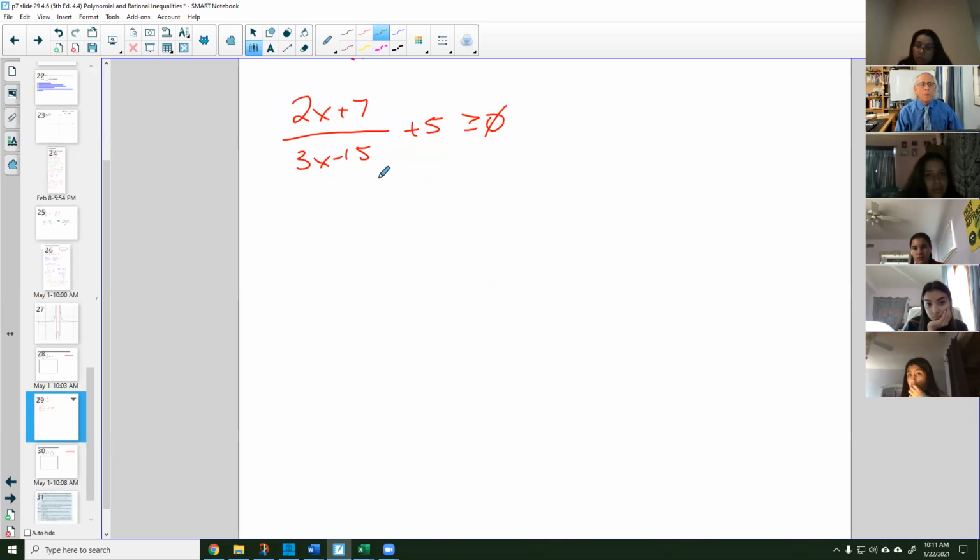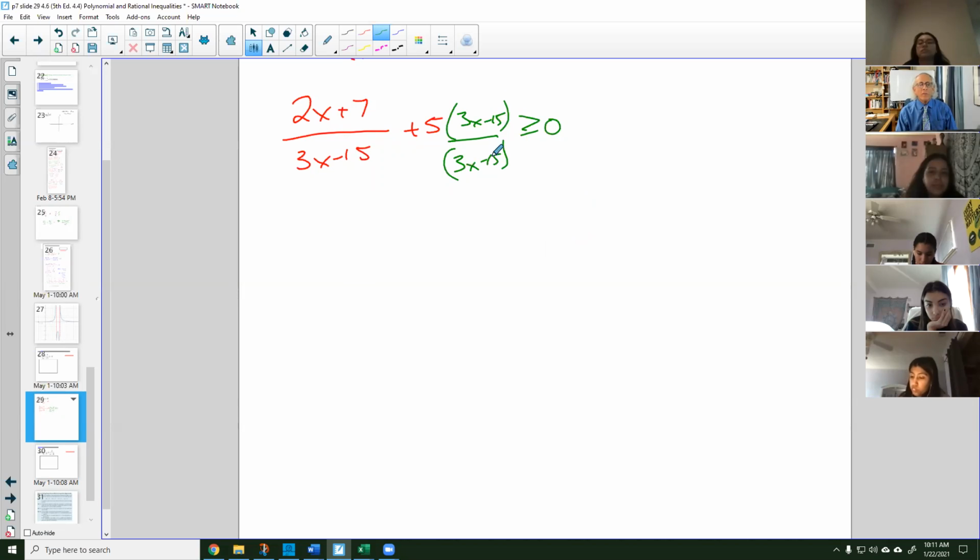That is almost 100% correct. What I really need to do here, let me move this over a little bit so I have some room. Greater than or equal to 0. I have to multiply 3x minus 15 over 3x minus 15 to 5. Right, and I know you would have done that, but I'm just trying to be clear on the expression.